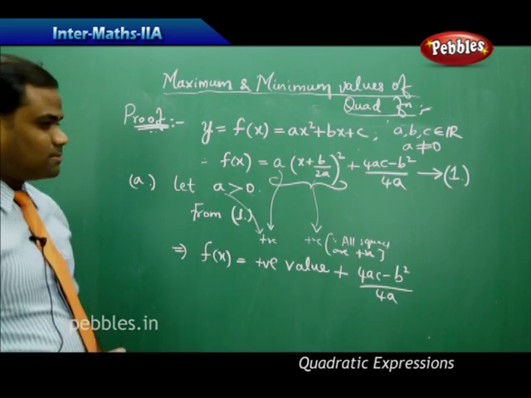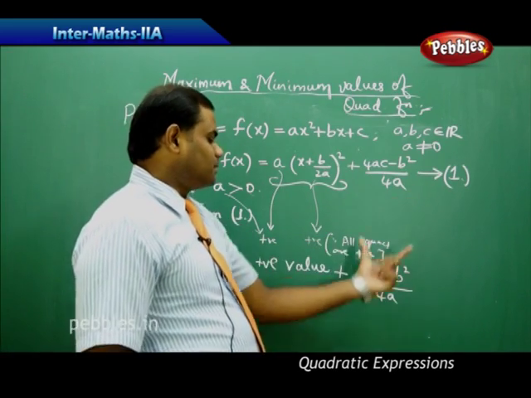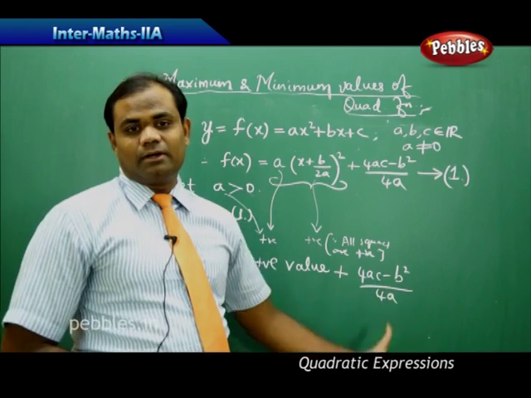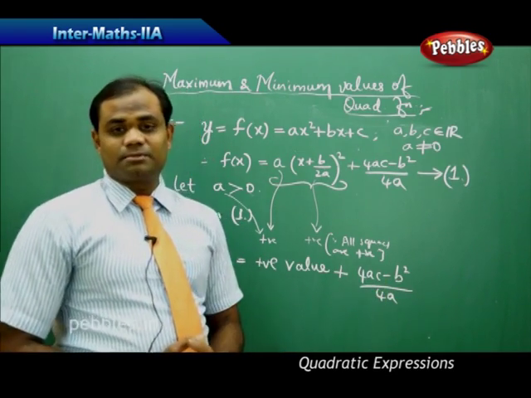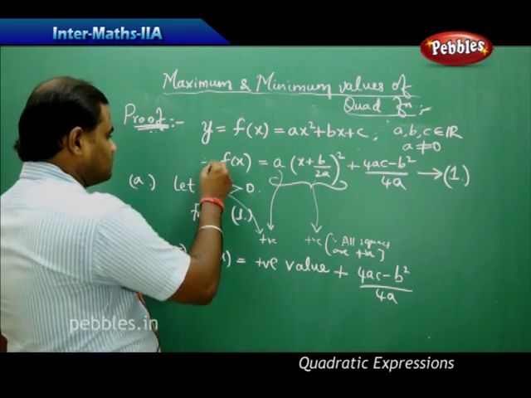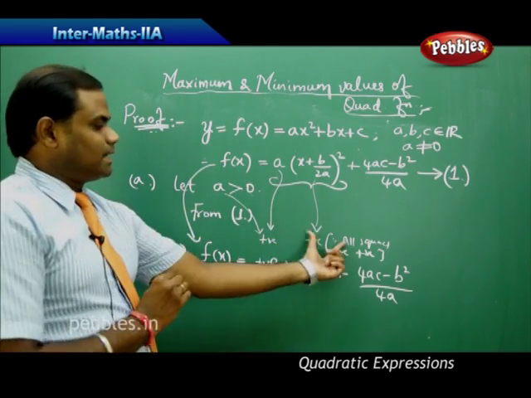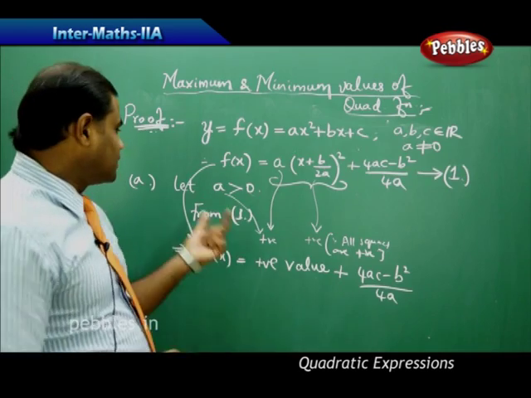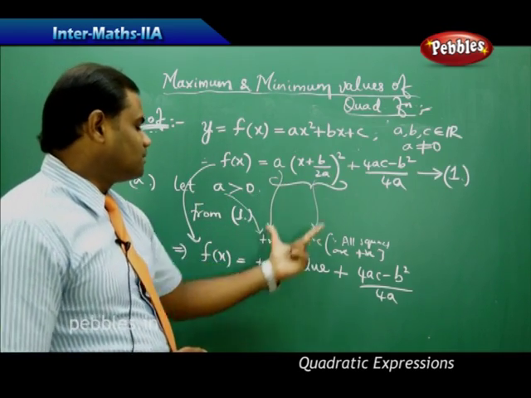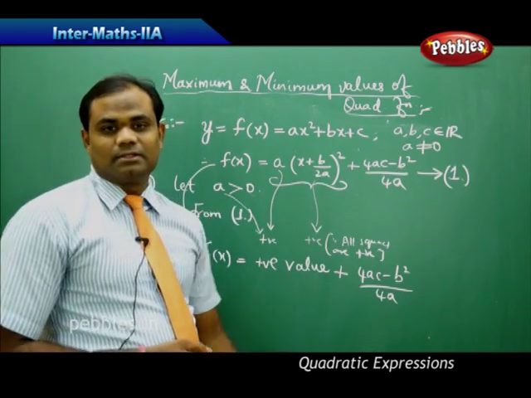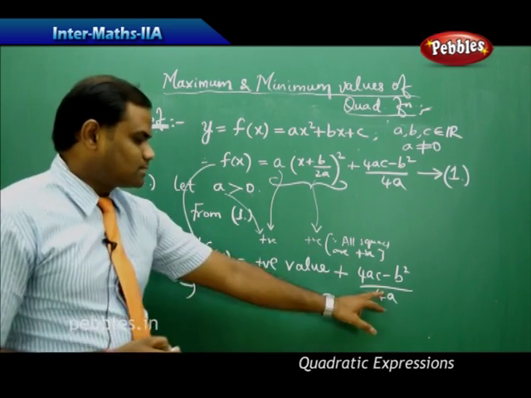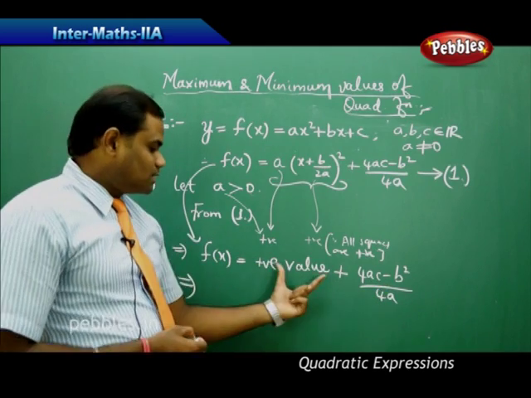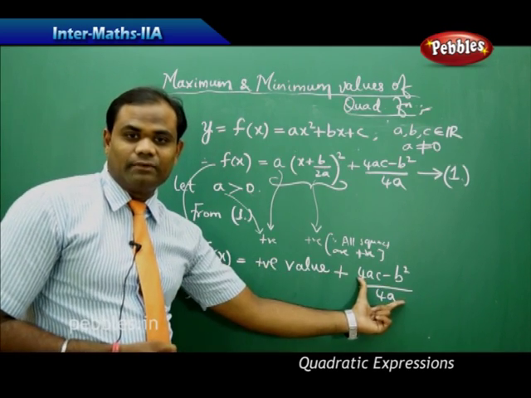Now, as I also observe here, this is the term independent of x, which I write separately out here. Therefore, I get a positive value plus 4ac minus b squared by 4a when I simplify, using the condition of a greater than 0, this being positive plus this. So this makes me understand that f of x is always greater than this because there is some positive value added to the given quantity.